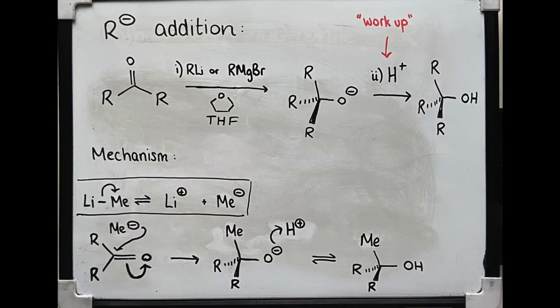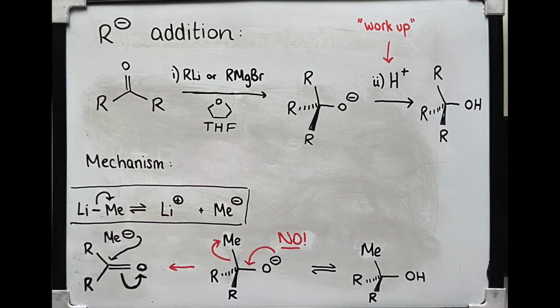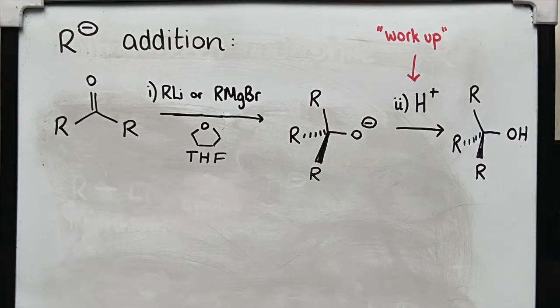So how would we draw this in terms of a mechanism? Once again, you'll notice that this step is not reversible. The methyl group is a poor leaving group and cannot be kicked off the carbon. Grignard reagents react in an identical manner, using the two-step reaction.